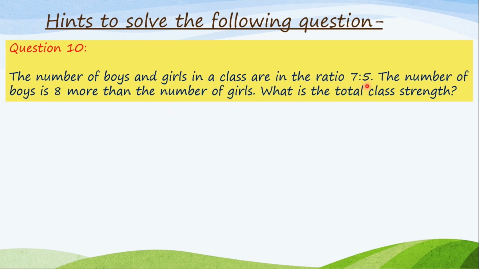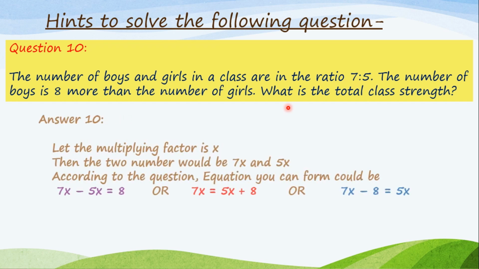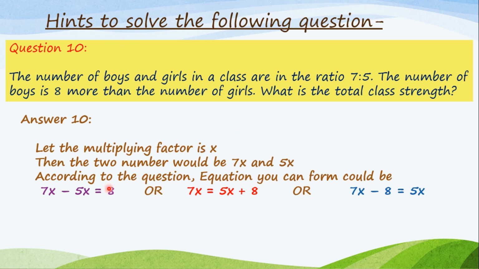So what are the numbers? You don't know the exact number. It is 5x and 7x. Just try to make the equation. Just pause it and make it. Which one did you get? This one? This one? Or this one? Which one is correct?